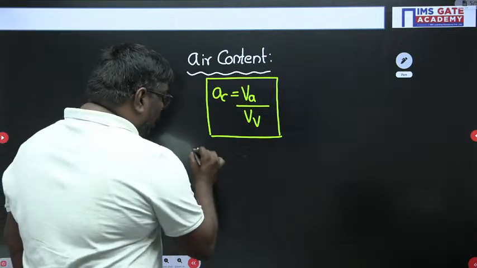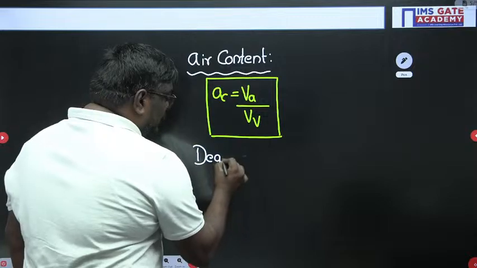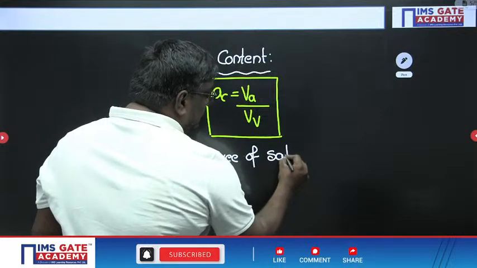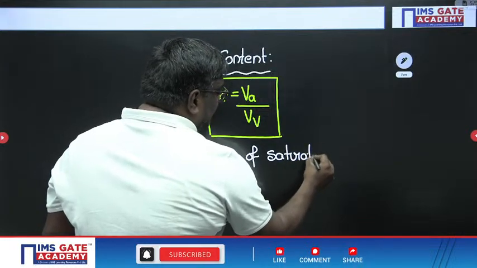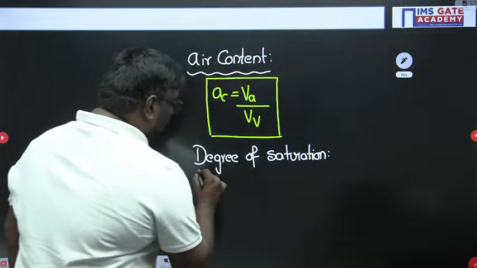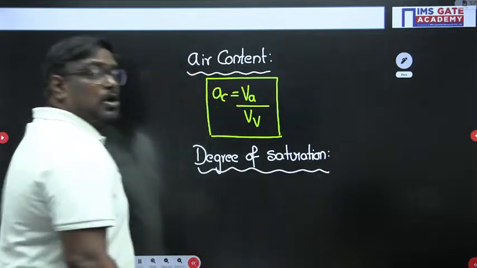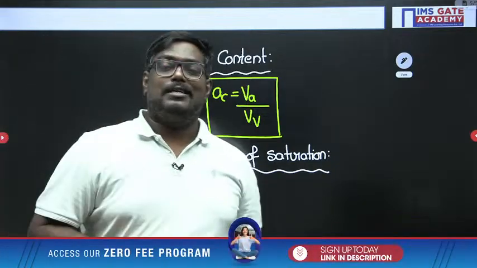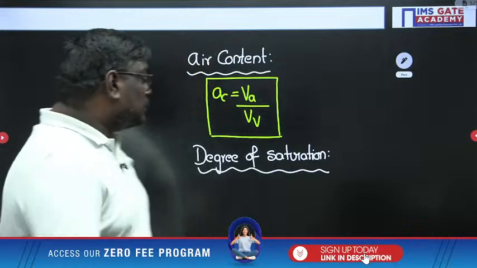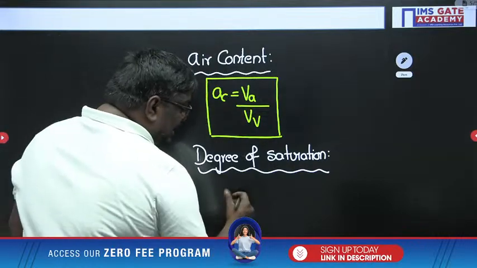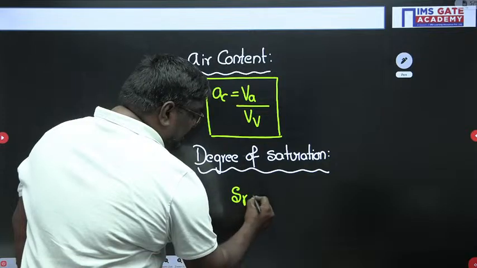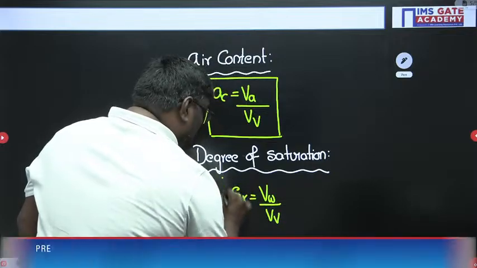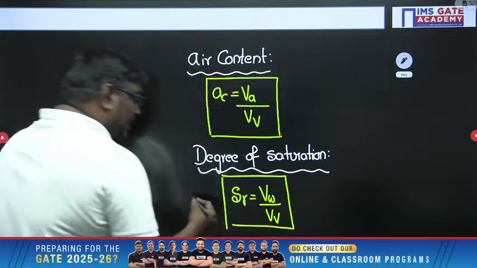Similarly, if I talk about degree of saturation. Sir, see, degree of saturation plays a very vital role when the soil is saturated, or when the voids are completely filled with the water, we say that soil is fully saturated. So, my dear students, degree of saturation is represented as Sr, that is Sr is equal to volume of water upon volume of voids.